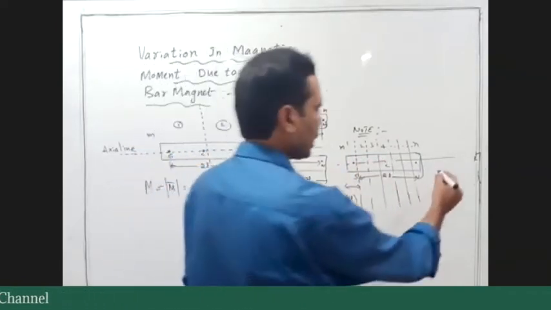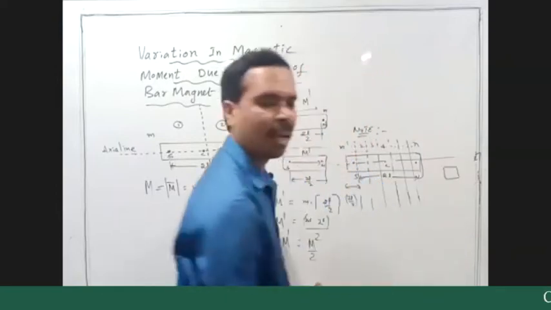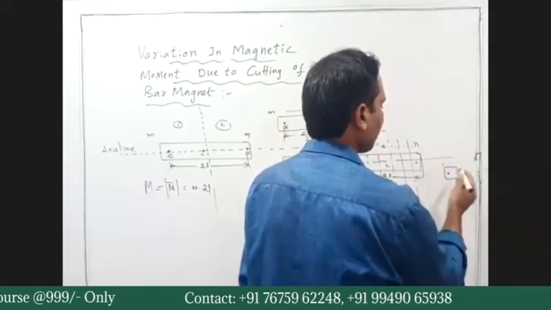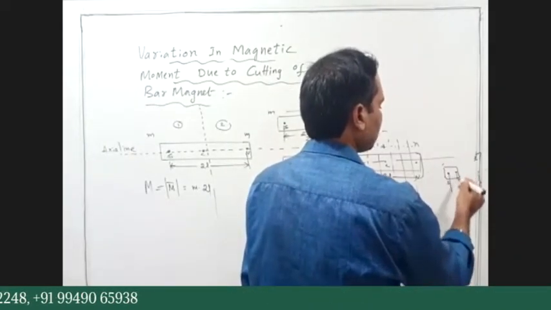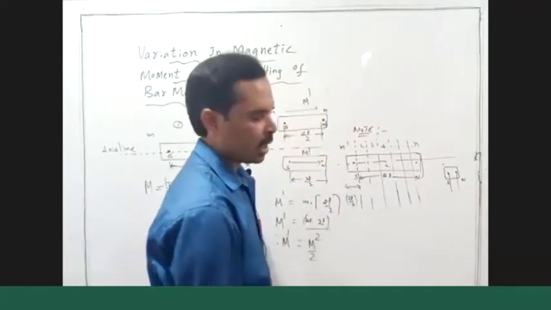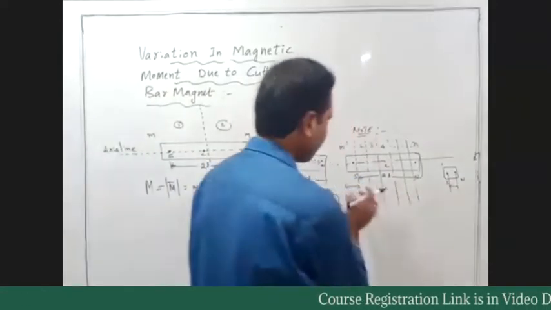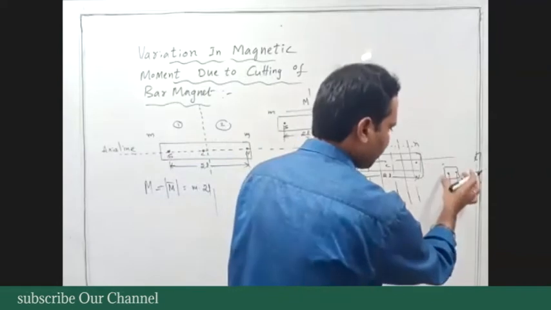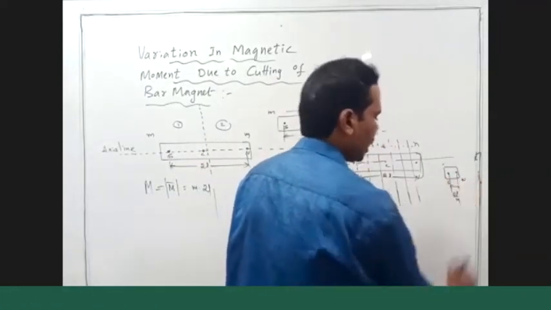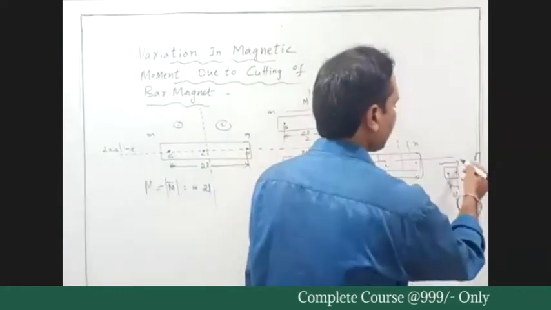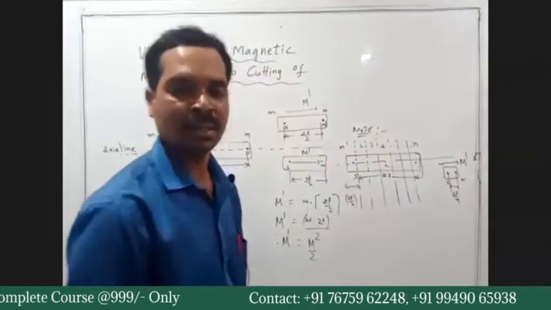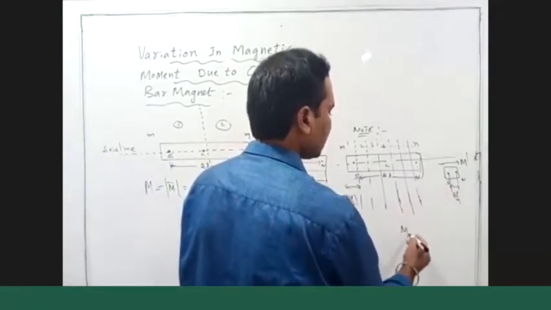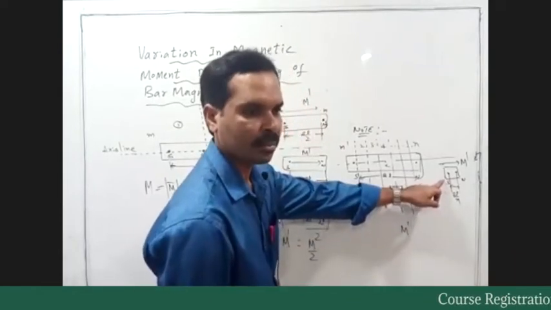So that new magnetic moment. I consider one such small piece. That small piece has pole strength m. This is S, the south pole, and this is the north pole. The length between the south pole and north pole of this small piece is how much? Total 2L length you are dividing into x equal parts. Therefore, the length of this small magnet is 2L by x. Therefore, I consider its magnetic moment as m dash. Now m dash is the new magnetic moment of this small piece.